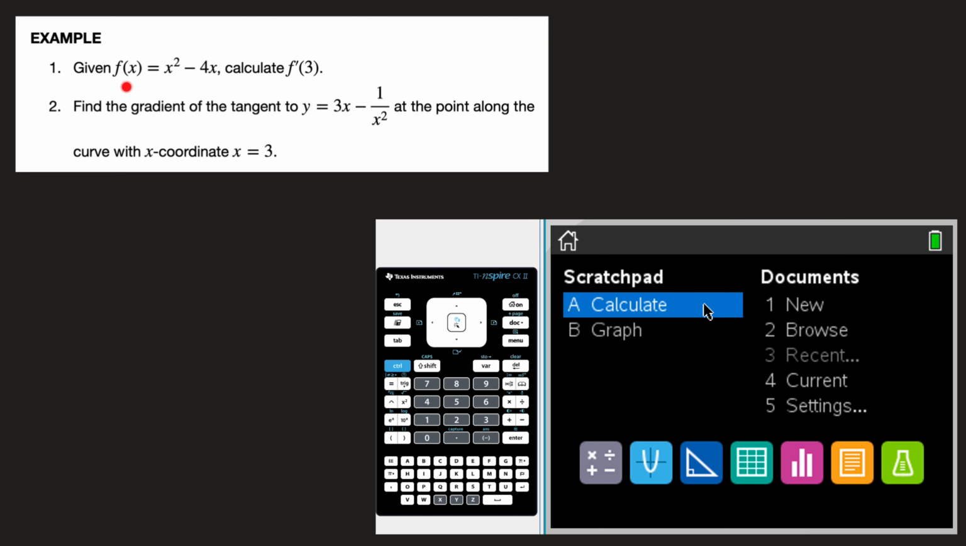We're given f of x, which is equal to x squared minus 4x, and we need to calculate f dash of 3. In other words, we need to evaluate this function's derivative when x equals 3. So let's see how to do that.